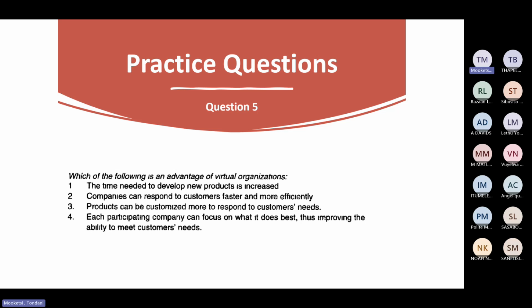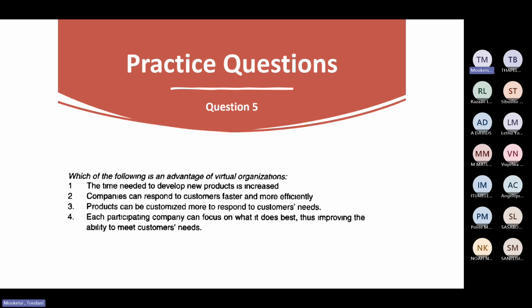Yeah, this question is a bit confusing. Which one is an advantage? So option 2, companies can respond to customers faster and more efficiently. That is correct. The time needed to develop new products is increased. Products can be customized more. Each participating company can focus on what it does best. That's improving to meet customers' needs.